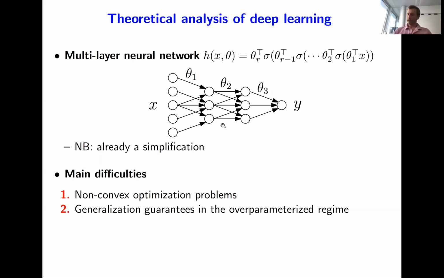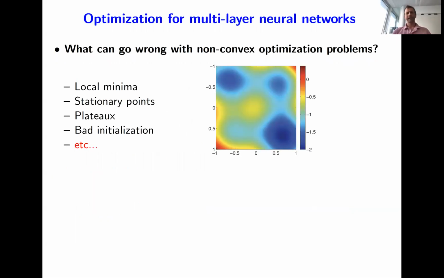So let's look first at the optimization. So what can go wrong? Pretty much everything, okay, if you go non-convex, because stationary points are not necessarily global optima, and you can have local minima. So here is a function in 2D. You have one global optimum over there, local minima over there, local maxima, stationary points. You may have some plateaus, which we don't have so much here. So everything starts to be difficult.